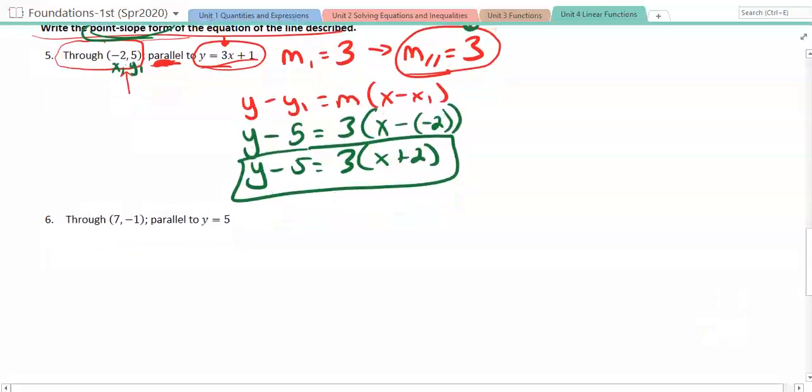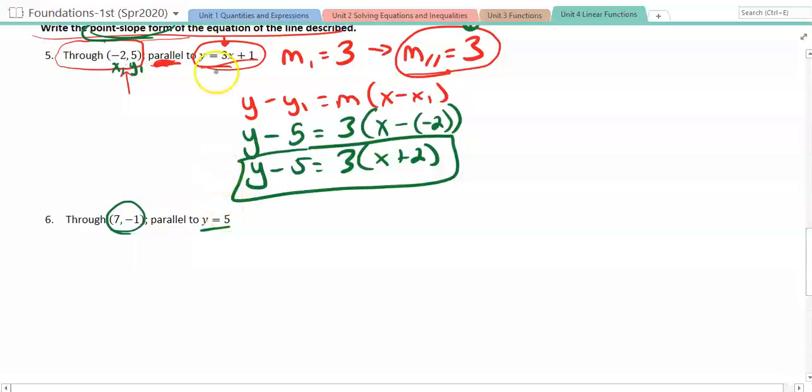Again, I'd like you to pause the video for a second and try this problem on your own. All right, so this one's not exactly the same as the first problem, and I want to make sure you pay attention to this little detail. Again, we've got an ordered pair here. We're going to use that ordered pair in a minute. But look at what line we're being told to go parallel to. It's the line y equals 5. What are we missing in this line?